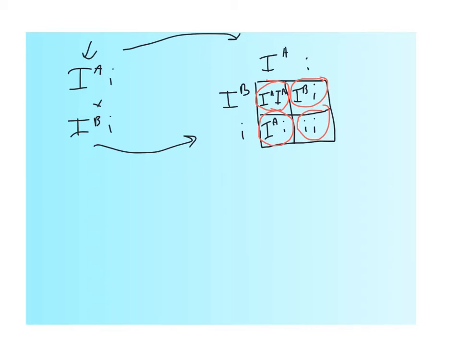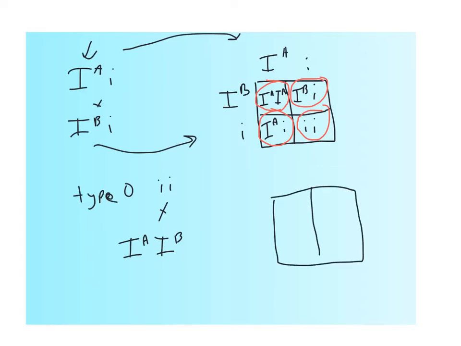Let's try one more. How about type O crossed with a type AB? So the genotype for type O blood is little i, little i. And we're going to cross that with a person that is type AB. Big I, A, big I, B. All right. Regular Punnett square just like always. Boom, boom. We'll say this is the mom.